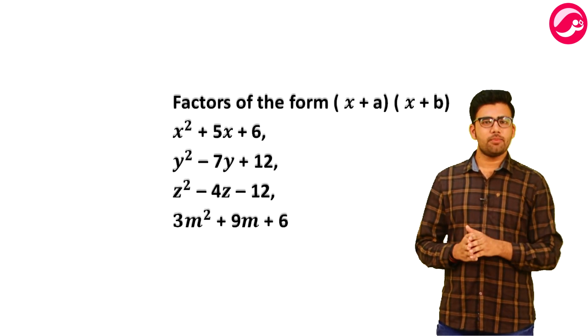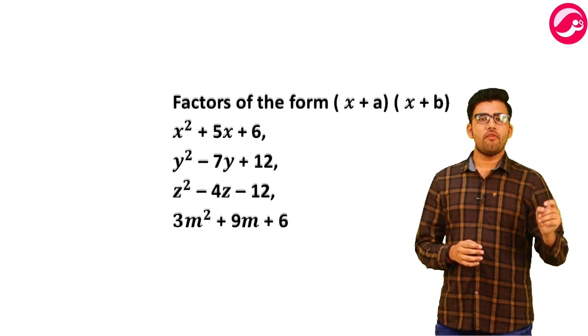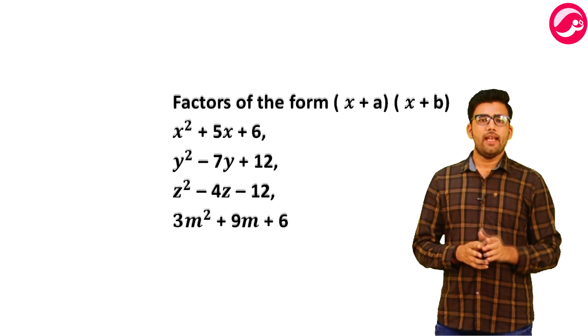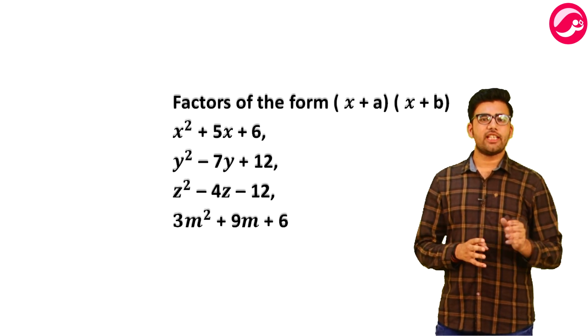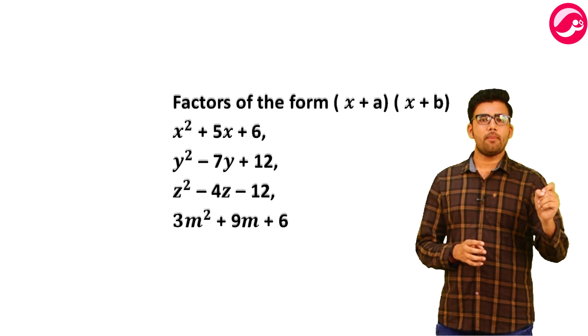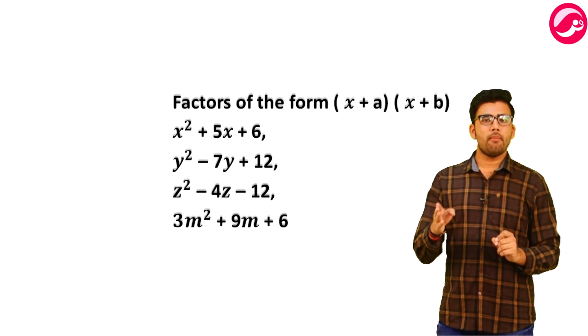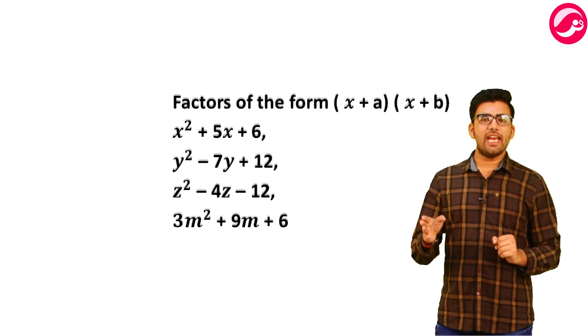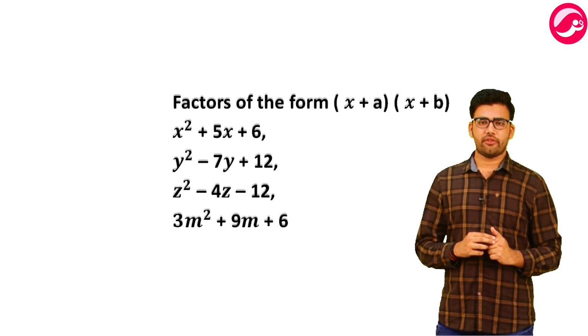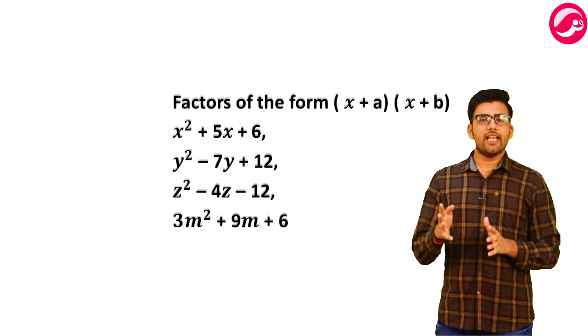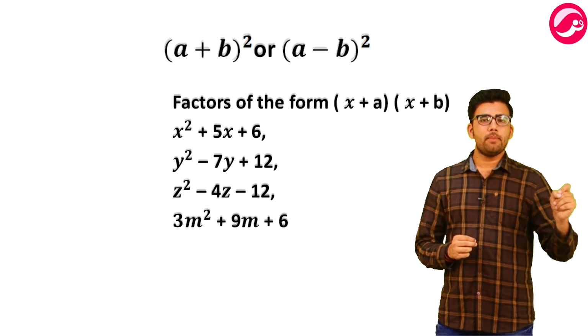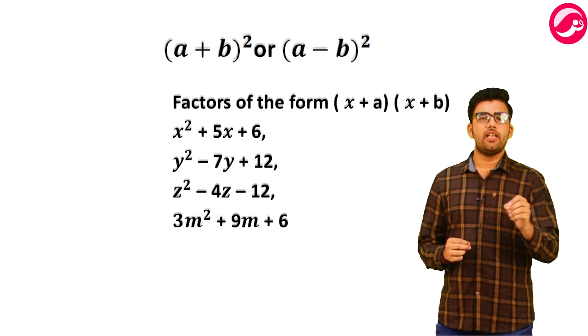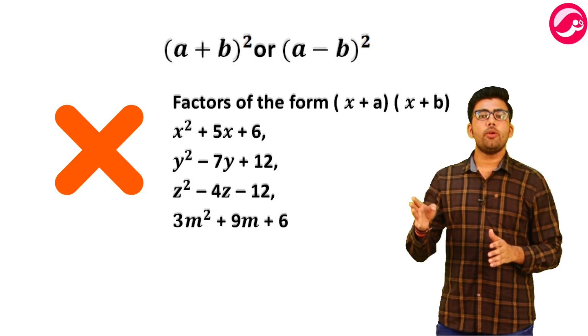Now moving to the next method, that is the factor form of (x plus a) into (x plus b). Let us discuss how we can factorize expressions in one variable like x square plus 5x plus 6, y square minus 7y plus 12, z square minus 4z minus 12, 3m square plus 9m plus 6, etc. Observe that these expressions are not of the type (a plus b) whole square or (a minus b) whole square. That is, they are not perfect squares.